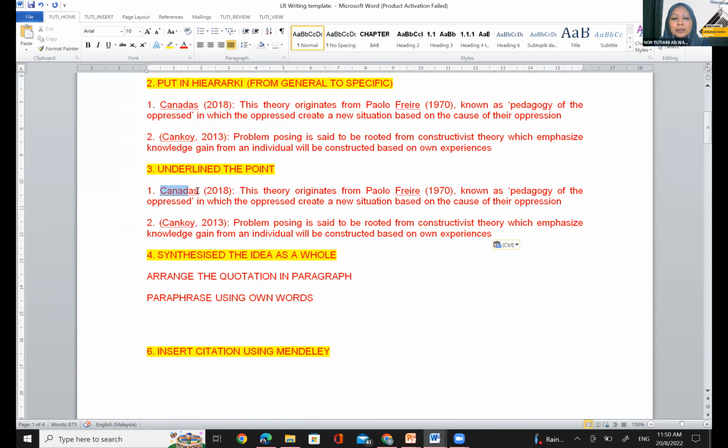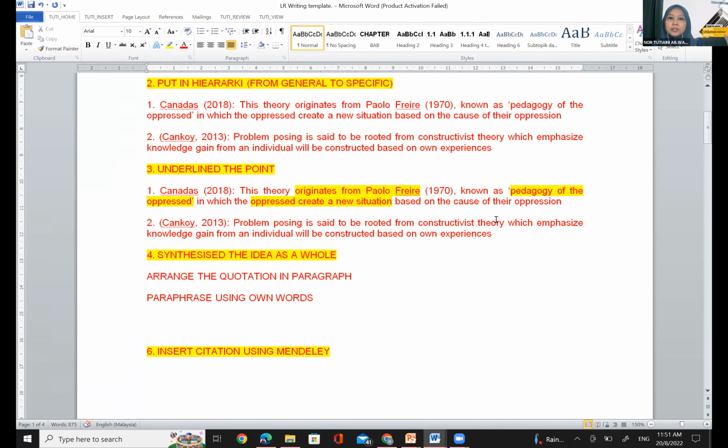Okay, for example, Canada's ni, apa yang dia punya pointnya? Keywords ni adalah originates from Paulo Freire. Itu satu. Nah, ni dia punya keywords. And then, known as pedagogy of the oppressed. Ini adalah keywords yang kita perlu masukkan ke dalam writing kita. Okay. So, oppressed ni, they create a new situation.